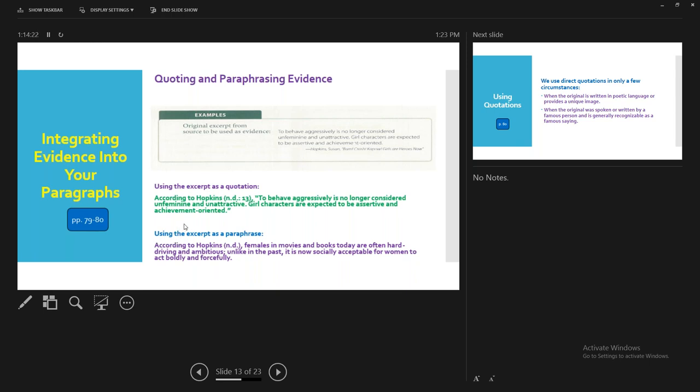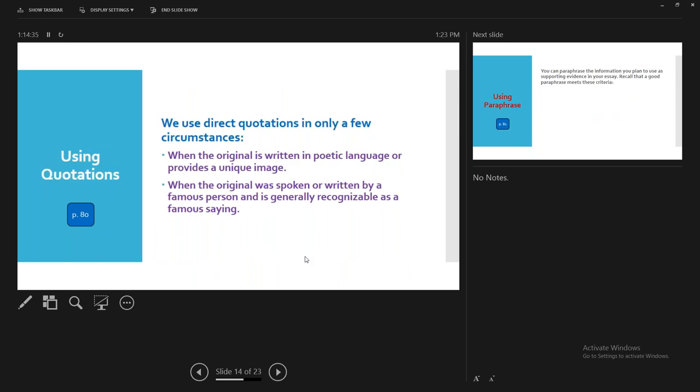Now, when do we use direct quotation? And when do we use paraphrase? We have some guidelines. Let's go through them together. So, using quotations, this is page 80 in your book. We use direct quotations in only a few circumstances, like when the original is written in poetic language or provides a unique image.